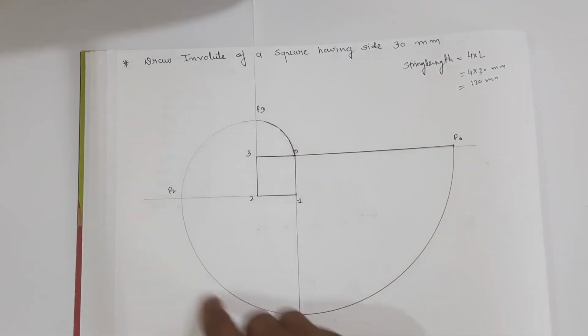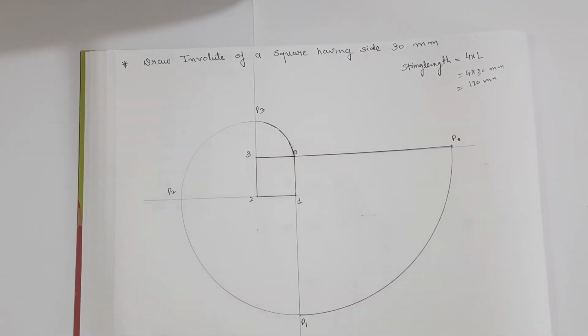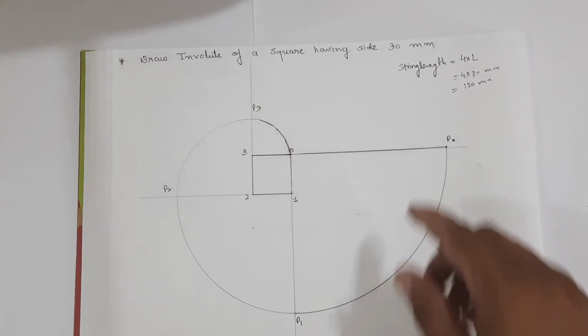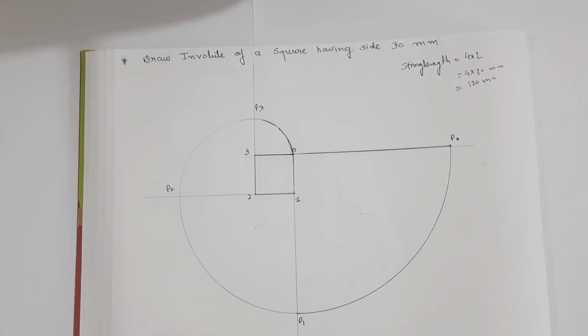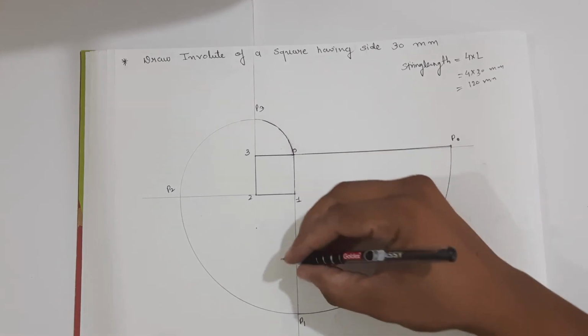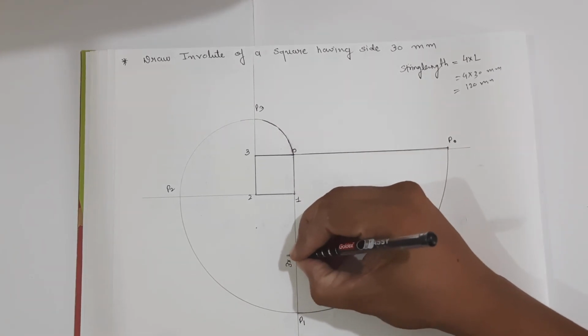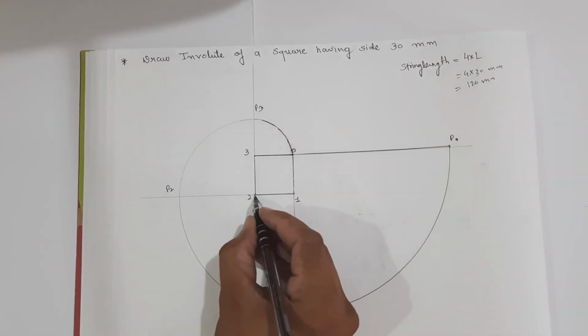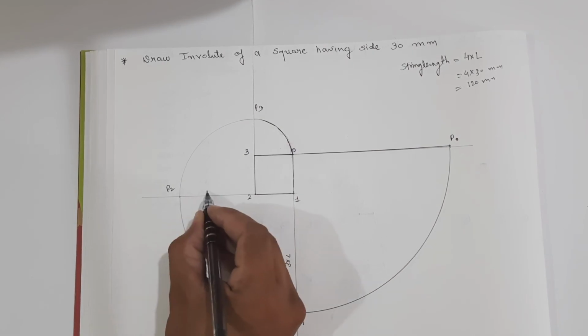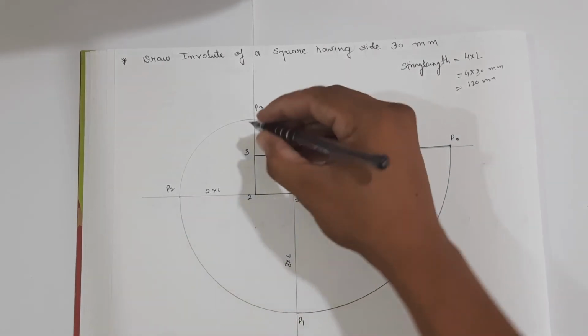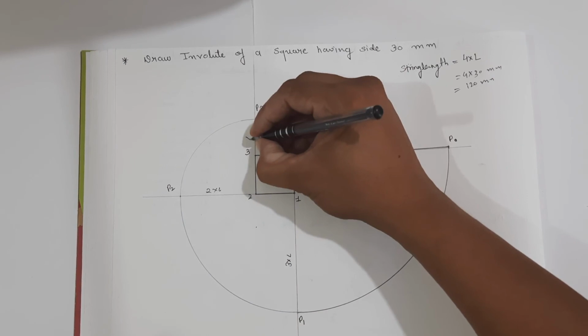The arc will complete at 0 because we have taken the string length equal to 4 into L. So now what will be these lengths? 1 to P1 is 3 into L, that is 90 mm. This 2 to P2 distance will be equal to 2 into L, and this 3 to P3 distance will be L.